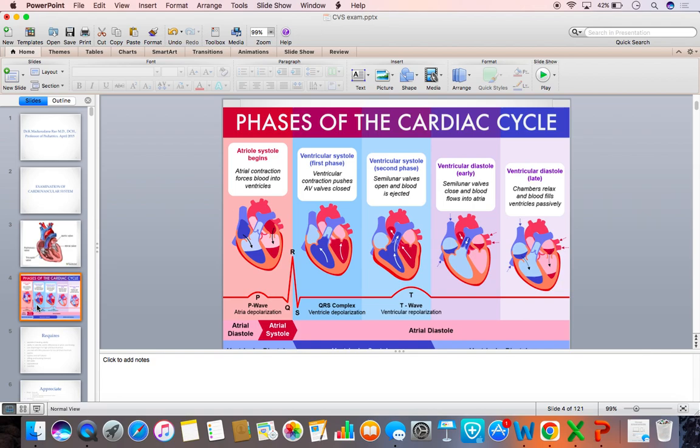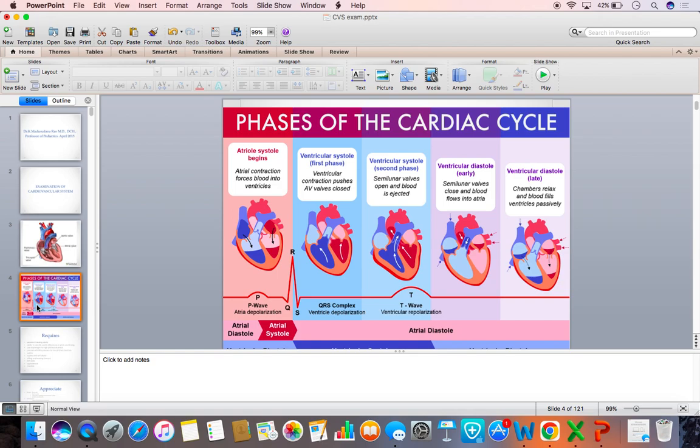Then comes the ventricular diastole, early phase, followed by late phase. In the early phase of the ventricular diastole, semilunar valves close so that, while the ventricles are relaxing, blood will not get back into the ventricles. At this stage, the atria get slowly filled up. In the late phase of the ventricular diastole, AV valves open and blood flows passively into the ventricular chambers.